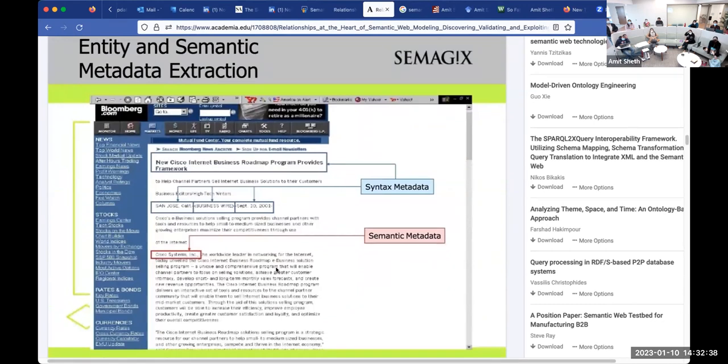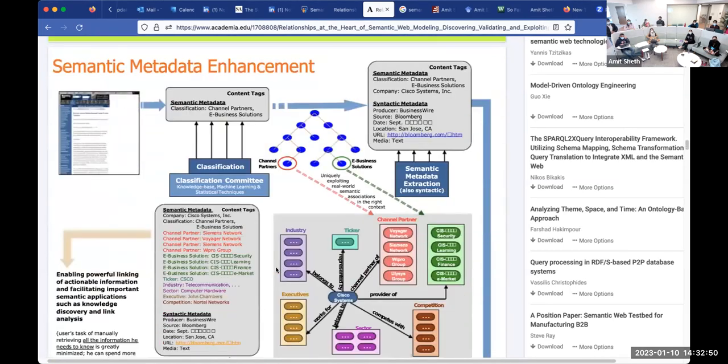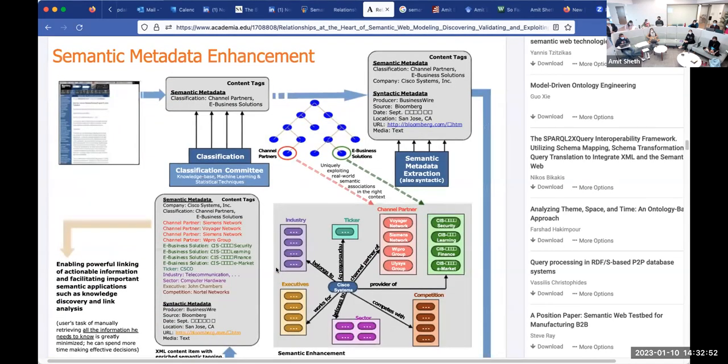So you see here, different parts are picked up. You see San Jose, California, syntax metadata, business, semantic metadata. So Cisco Systems Inc. is a company, and that kind of stuff, all right? So here, it shows you how all the metadata is created. Cisco Systems is part of the industry, tracker, channel partners, executives, all this is available. So when we have content, it is a further extension and you understand a lot more about it. Next.